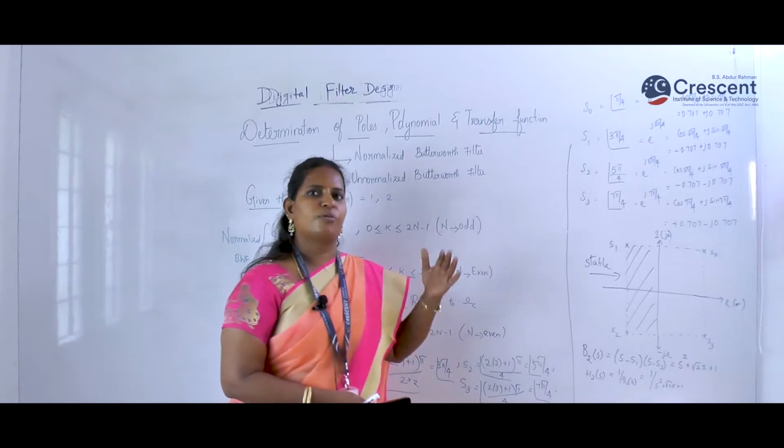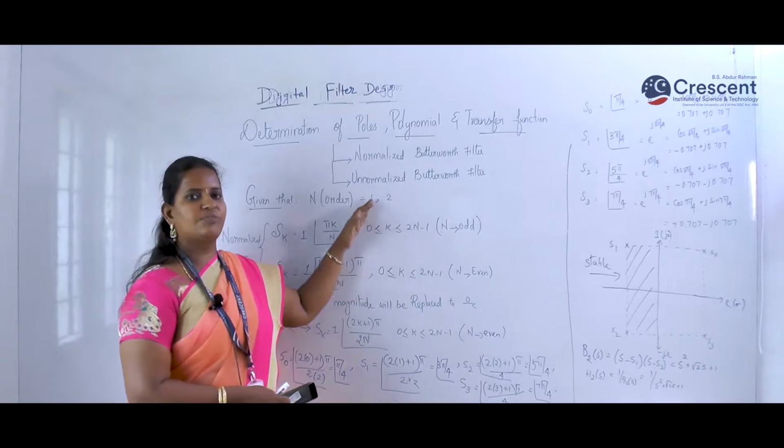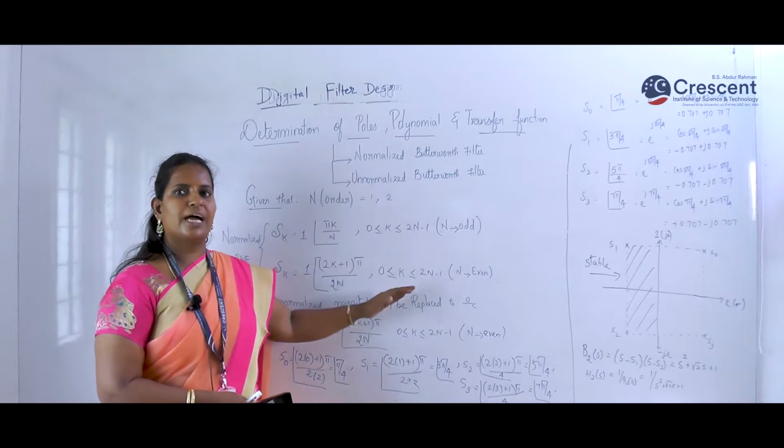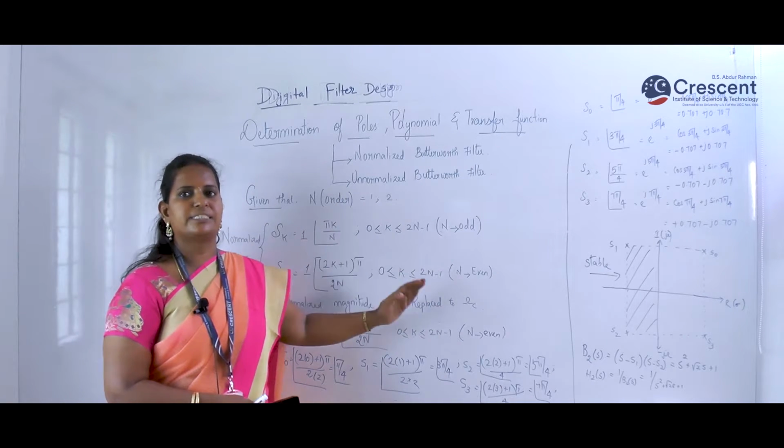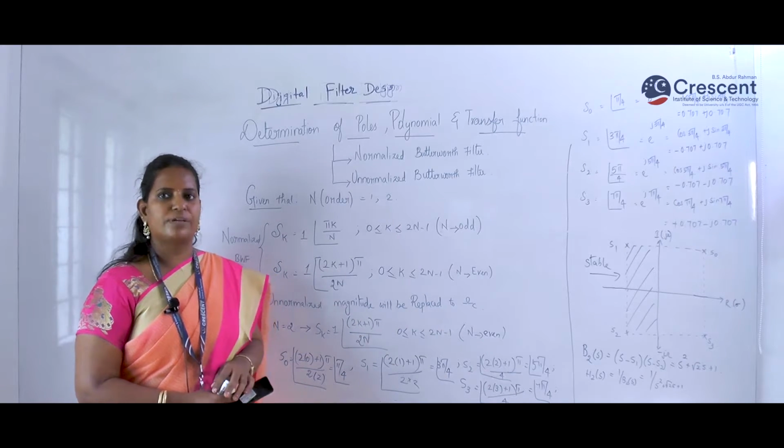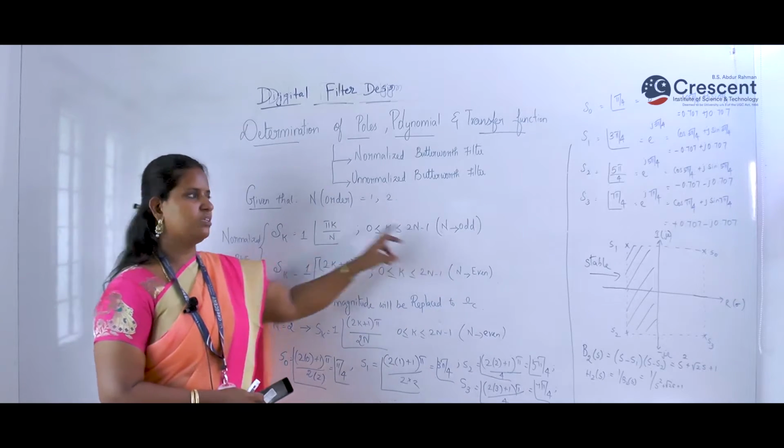In a similar fashion, for any order we can calculate. We have calculated only for 1 and 2. You can calculate for n equal to 3, 4, 5 and so on in the same manner. The only thing you have to remember is whether n is an odd or an even number.